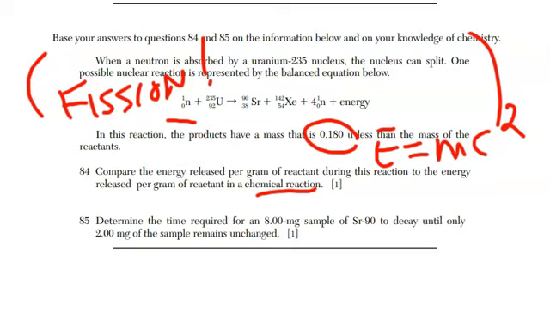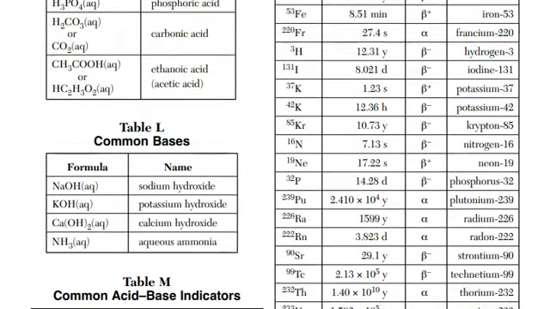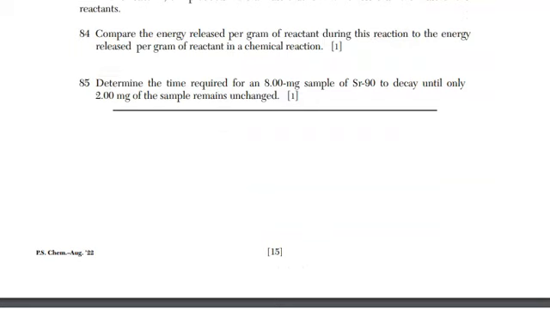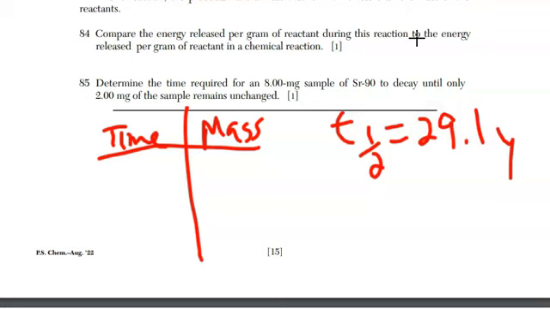We need the half-life, and we're going to go to the reference tables. Half-lives are found in reference table N. We're going to scroll down and find strontium-90, and sure enough, here it is. 29.1 years. Let's go back. In order to figure this out, I typically set up a little table with time and mass. Now the T1/2, we looked it up, is 29.1 years, and we're going to need that.